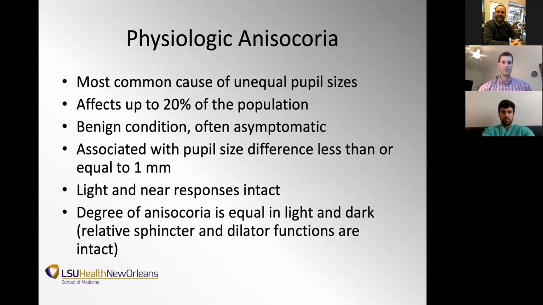So the first condition that I want to talk about that's on our differential is physiologic anisocoria. I'm not going to talk too much in detail about these, but it's more to get a general understanding and to help us work our way through that flow chart that I referenced earlier.